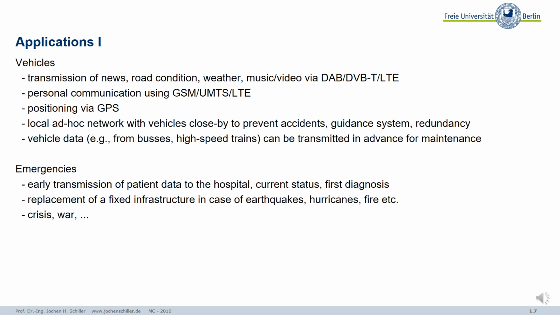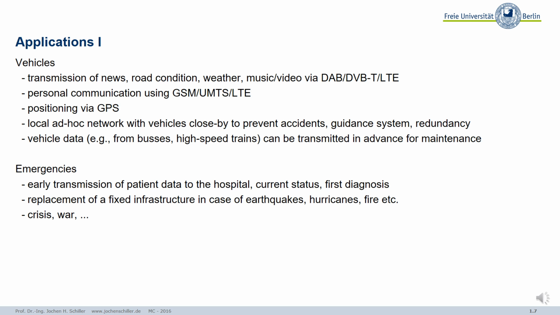Applications. Go through the slides. You will find many applications you're simply used to. Yes, sure, my mobile phone works also in a car. Works more or less also in trains, even in high-speed trains. Why does it still work at 250 kilometers an hour? Okay, positioning via GPS. Why? How does it work? What can you do with it?